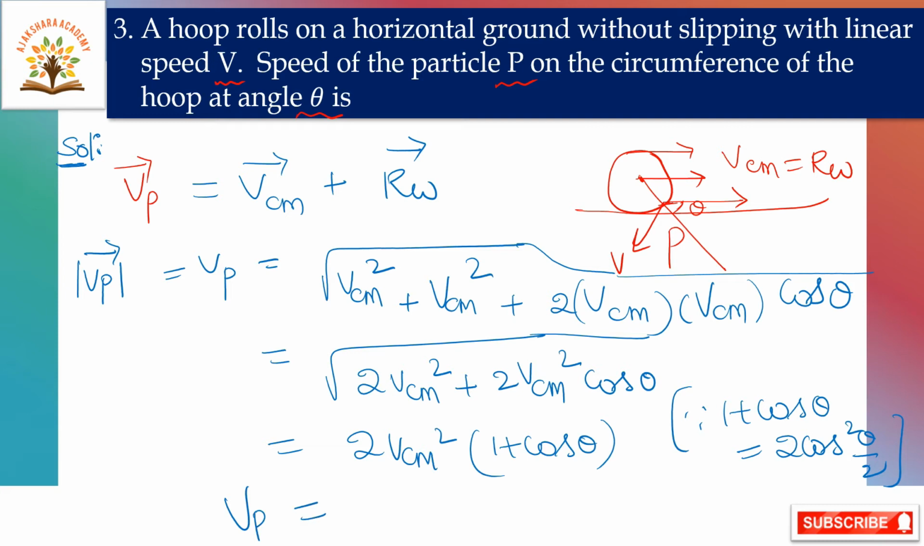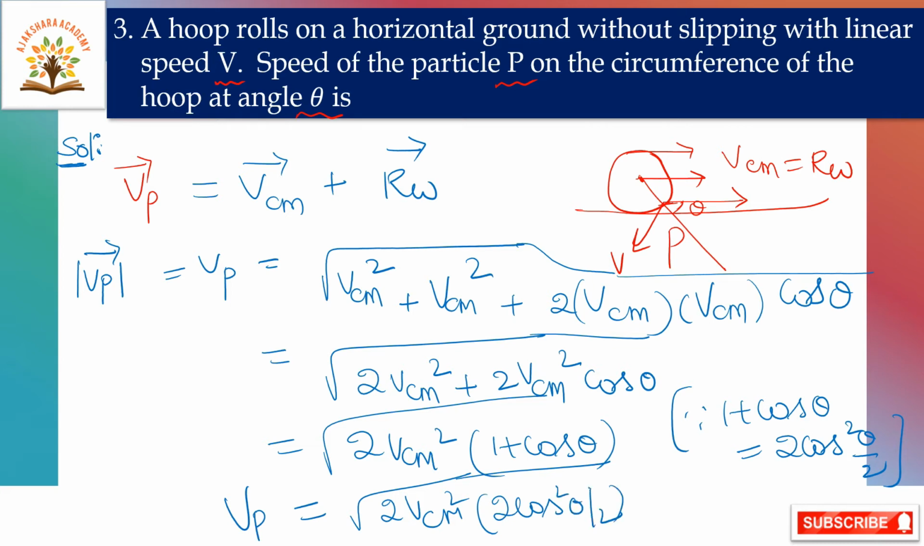The velocity of the particle p is equal to the square root of Vcm square, 1 plus cos theta, which we replace with 2 cos square theta by 2. So the square root cancels, and finally we get the velocity or speed of the particle p equal to 2 Vcm cos theta by 2. Okay, this is the final answer. Next we will go to the next question.